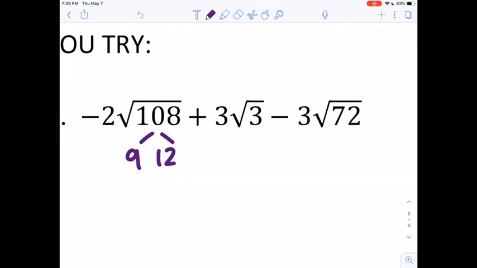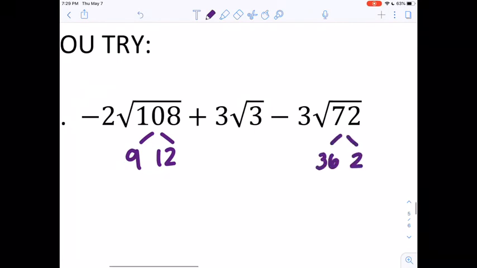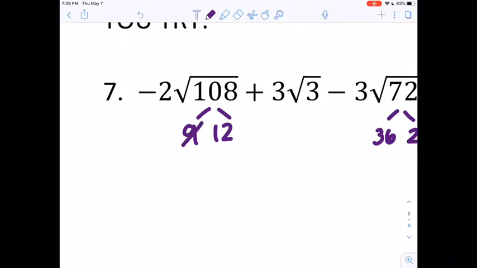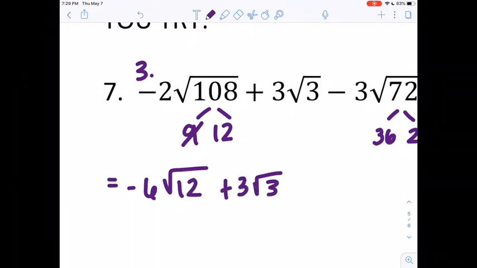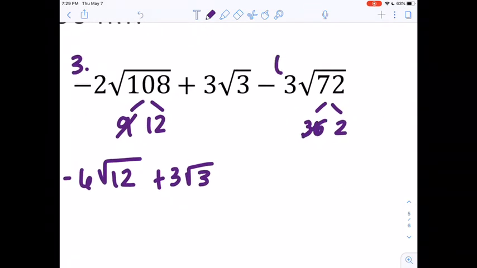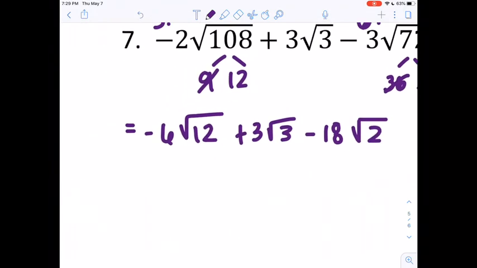I know I can't simplify the square root of 3, and 72 is 36 and 2. So the square root of 9 is 3, multiplied by the negative 2, that's negative 6 root 12. Plus 3 root 3. The square root of 36 is 6, multiplied by the 3, that's negative 18 root 2.